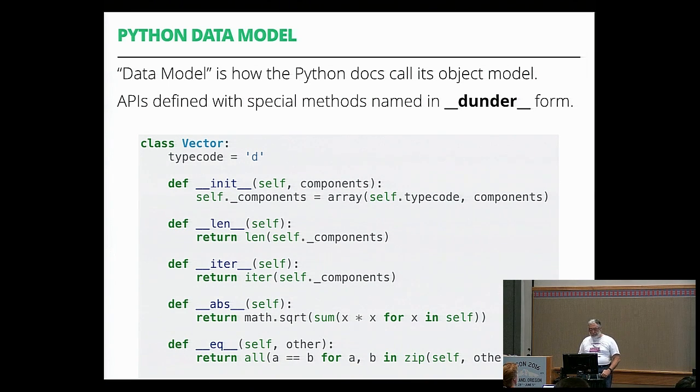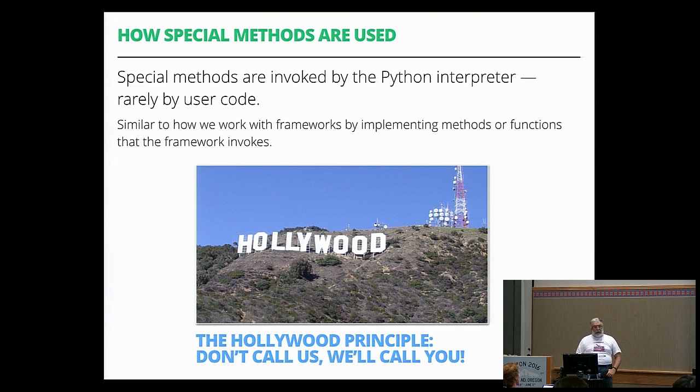An interesting thing about special methods is that they are designed to be invoked by the Python interpreter and not by your code. So it's an example of what people call the Hollywood principle. It's the same thing that happens when you are using a framework. Usually when you're using a framework, you implement functions or methods that are called by the framework. Like for instance, in a Django environment, you don't usually call your view functions. They are called by the machinery of the framework. So that's the idea.